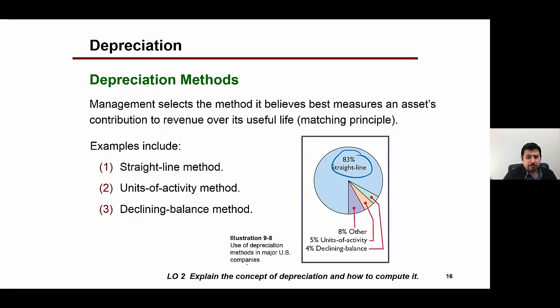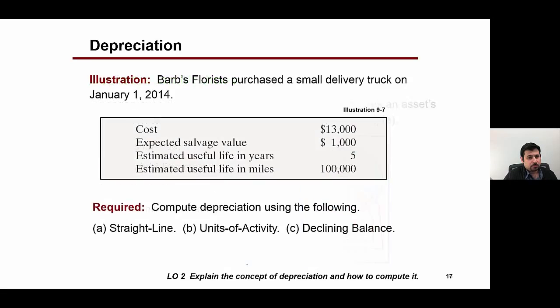The objective is to select the method that best measures an asset's contribution to revenue over its useful life. And here, like I said, the companies can use any one of them. However, they should use it consistently over the life of that asset. We will use this information here to illustrate the three methods.